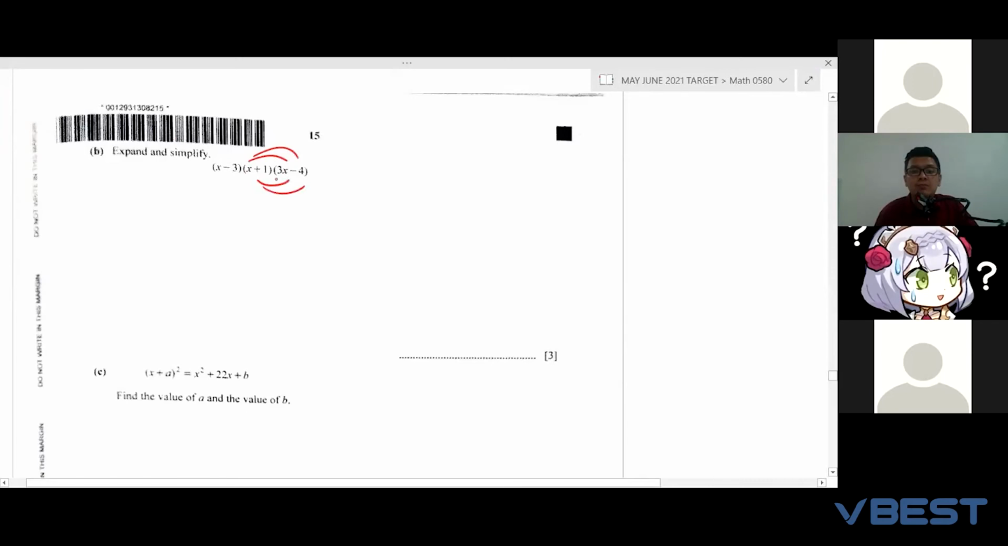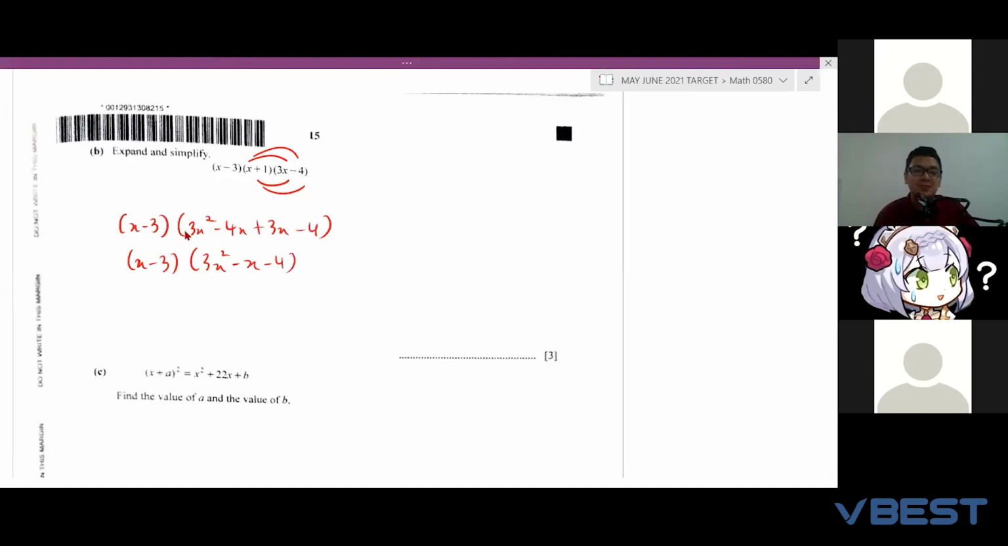I write it as x minus 3 first. x and 3x is 3x squared. x and negative 4 is minus 4x. 1 and 3x is 3x, and 1 and negative 4 is negative 4. Pity the people who did this paper, it's a bit hard. Negative 4x plus 3x becomes negative x, minus 4.